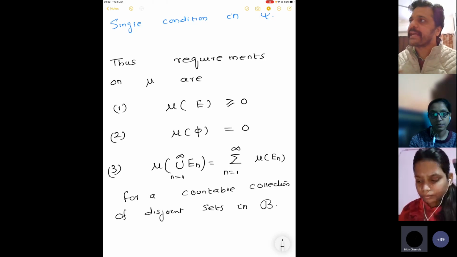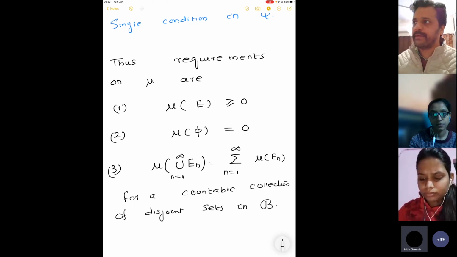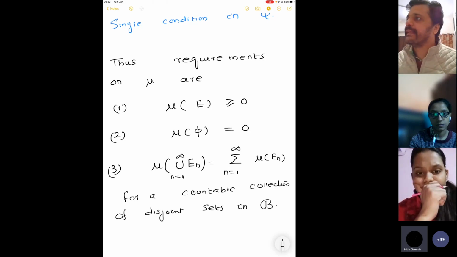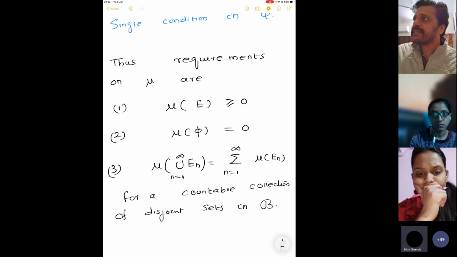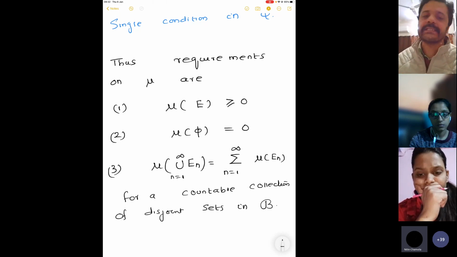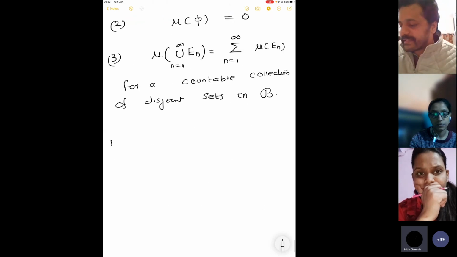The last condition is actually a combination of two principles. One is that the whole is equal to the sum of parts, and the second one is the method of exhaustion. You can measure a non-standard object by measuring standard objects inside it successively, better and better. And if mu satisfies these conditions, mu is called a measure. I have defined now what is a measure. So that's the last point I want to make for today's class.